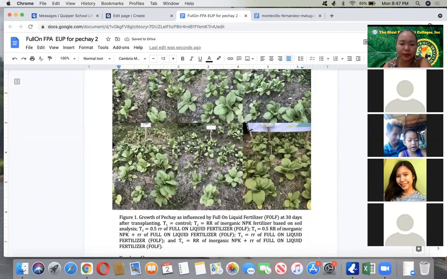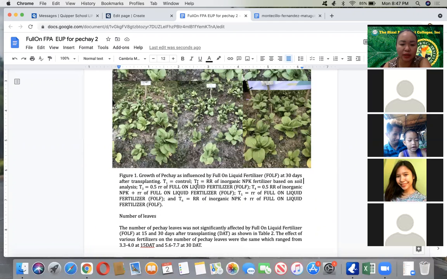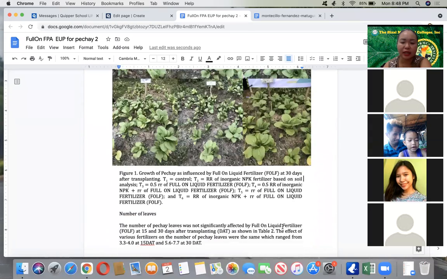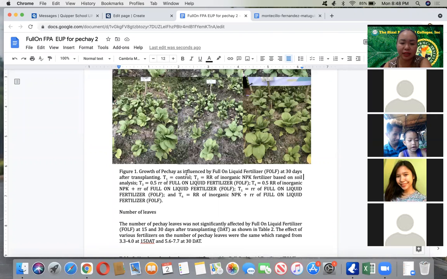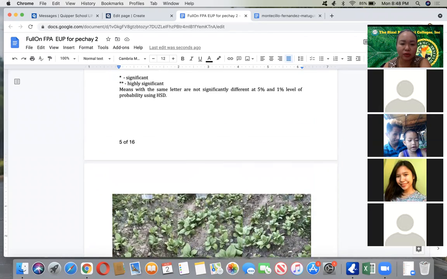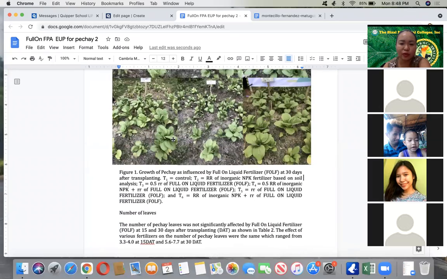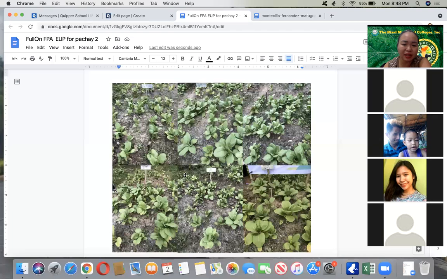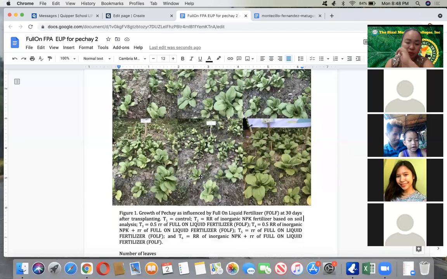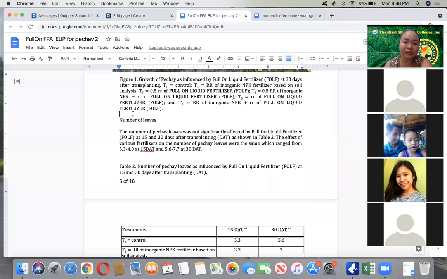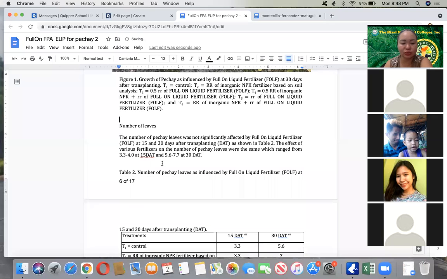Now, so this is arranged accordingly as T1, T2, T3, and so on. And you can see here the different treatments, and the growth of pechay as influenced by FOF at 30 days after transplanting. So, at least makita nila kung gaano kataas at ang difference nila. Although, for me to say, the result is very good, but the growth is not really the maximum na growth niya. So anyway, we will just see the significant differences. So huwag na masyadong choosy.